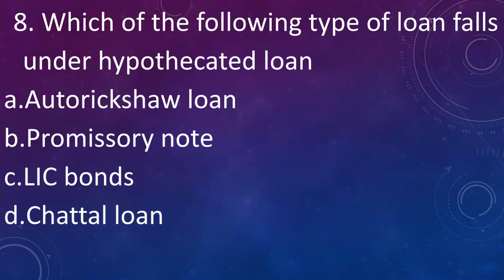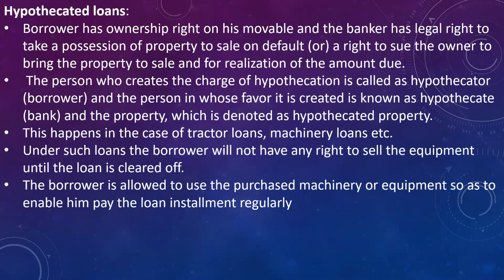Next question is, which of the following types of loan falls under the hypothecated loan? A. Autorickshaw loan, B. Promissory note, C. LIC bonds, D. Chattel loan. Answer is, example for hypothecated loan is autorickshaw loan. Hypothecated loans are carried for the movable property. Here, in case of hypothecated loans, the borrower has ownership right on his movable property, and the banker has the legal right to take the possession of property to sell on default, or right to sue the owner to bring property to sale for realization of the amount due.